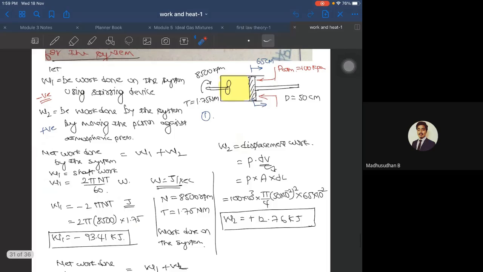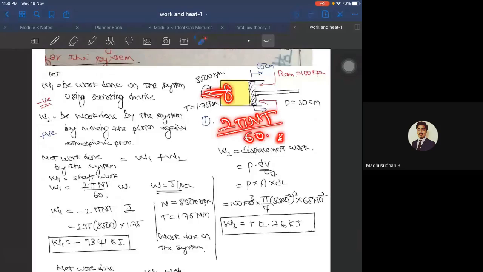W1, what are you doing? You are just rotating with an agitator, right? So in order to calculate the work done by this, you have the formula 2 pi NT divided by 60. Correct? So this is the formula by which you can calculate your work done.